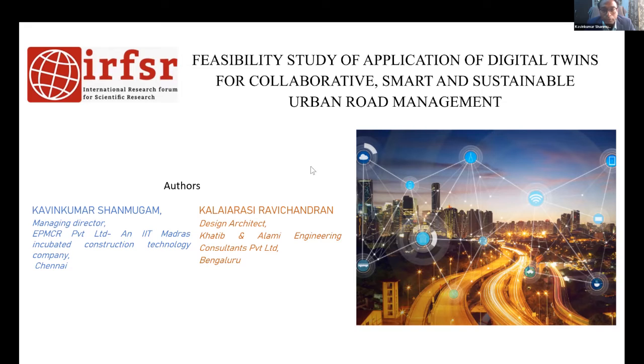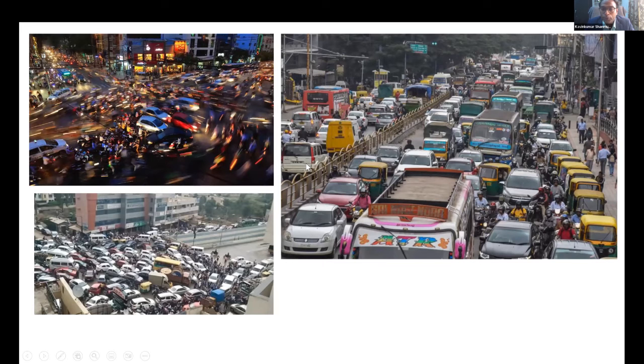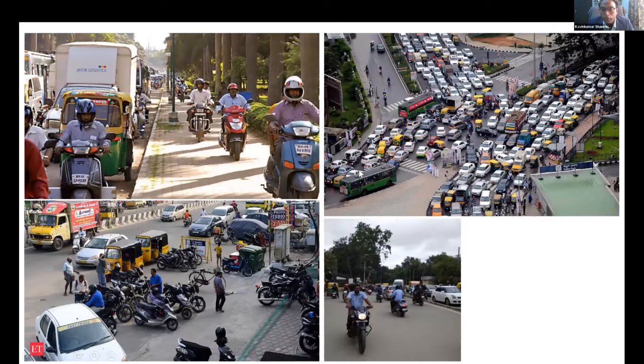So these are some of the problems you would have seen day to day in your city: complete traffic congestion, and people get delayed, also leading to a lot of ill health, which you see often in your city. And our study is focused on Bangalore city. What pictures you see is in Bangalore, the Silicon Valley of India.